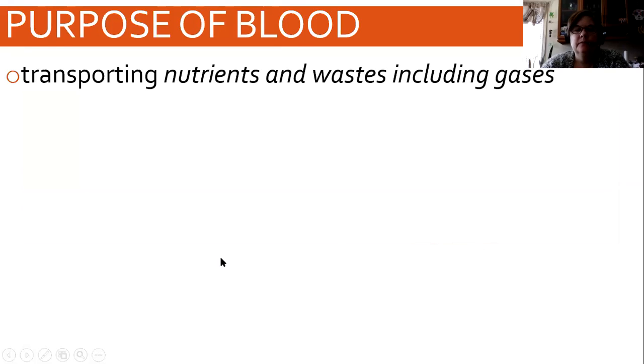Okay, so what's blood for? There's a few things we use our blood for. One thing that we've talked about quite a lot in this unit is transportation. Blood is used for transporting nutrients and wastes, including gases, right? What two gases have we talked about that are transported through the blood? Okay, type out a gas that's transported through the blood that we've been talking about. Really, guys?